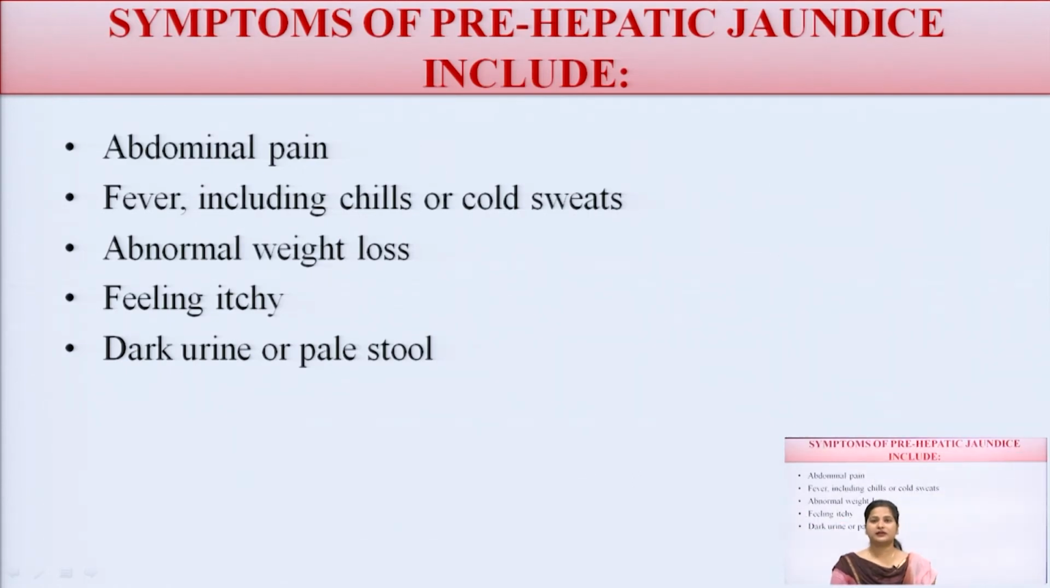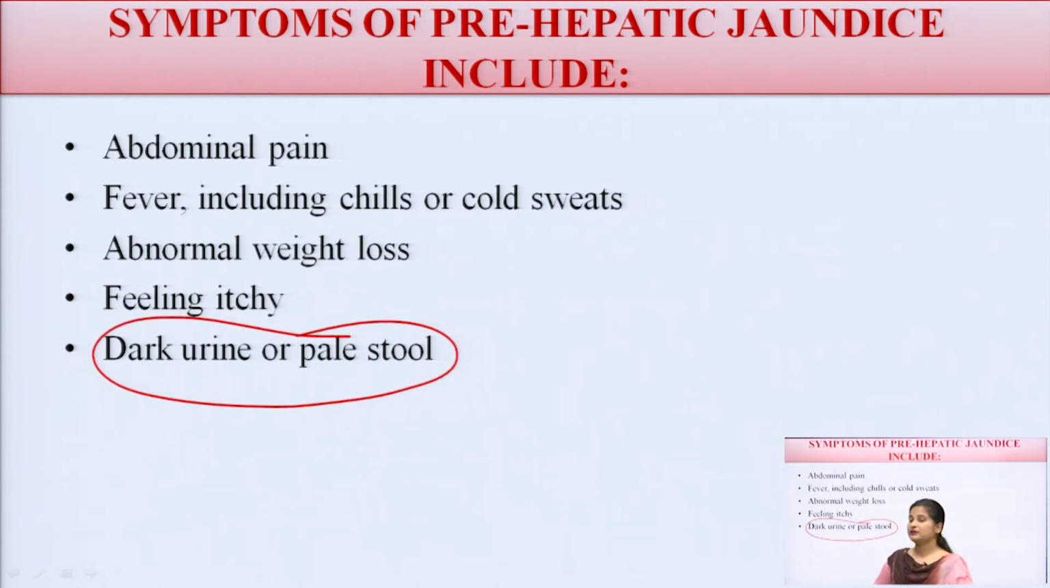Now there are symptoms of prehepatic jaundice, which include abdominal pain, fever including chills and cold sweat, abnormal blood loss, and feeling itchy. There is some itchiness, there is some discomfort with the skin, dark urine or pale stool. The dark urine or pale stool is a major sign of jaundice.